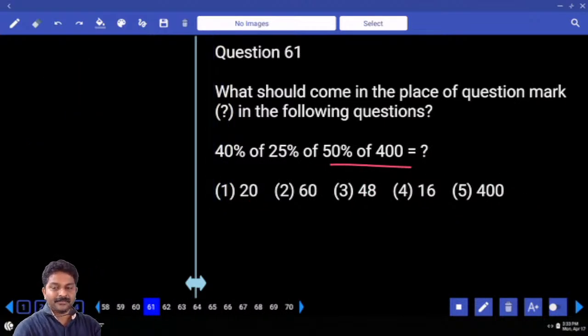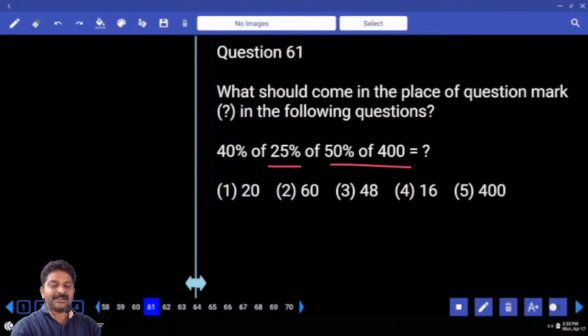50% of this. 25% of 200. 40% of 50 or 50% of 40.